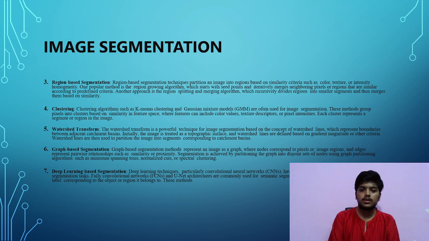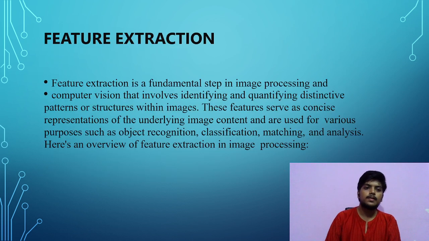Deep learning based algorithm segmentations. Deep learning techniques, particularly convolutional neural networks, have shown remarkable success in image segmentation tasks. Fully convolutional networks are commonly used for semantic segmentation, where each pixel is assigned a class label corresponding to the object or region to which it belongs.